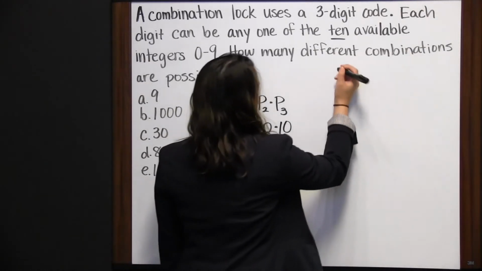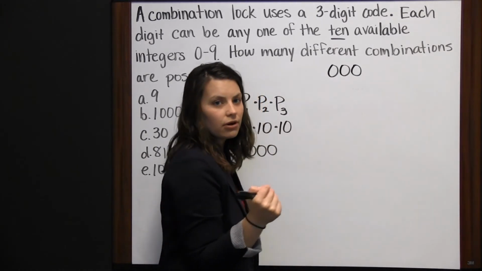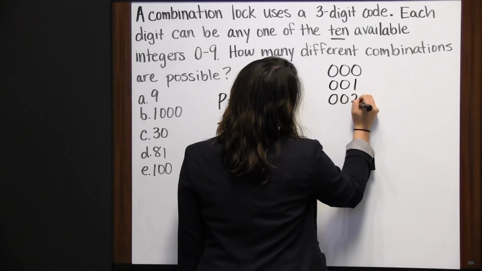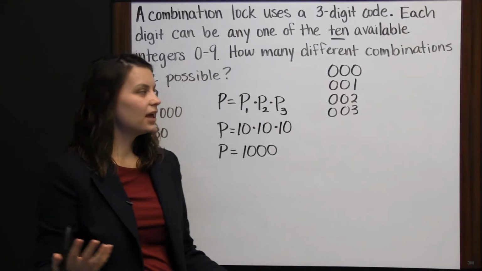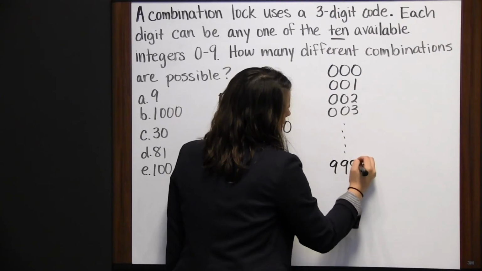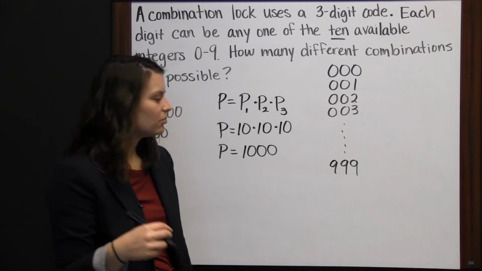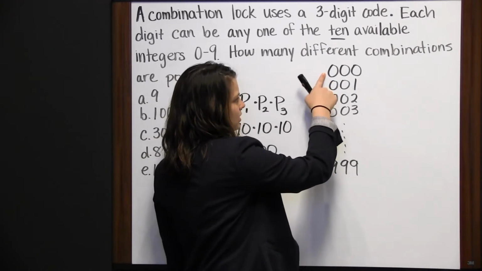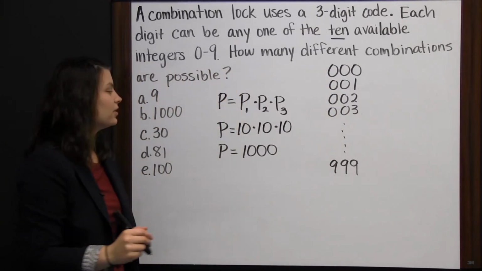Of course, you can always see by actually writing the combinations. 0, 0, 0 would be the first. Then 0, 0, 1, 0, 0, 2, 0, 0, 3, 0, 0, 4, 5, 6, etc., all the way up to 9, 9, 9, which makes it seem like there are 999 possible outcomes. But really, we have to count this first one, the 000, which gives us the total of 1,000 possible outcomes.